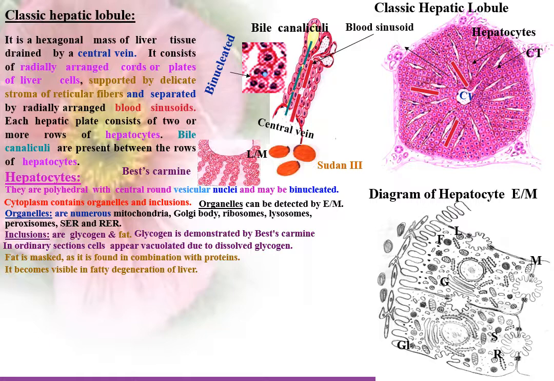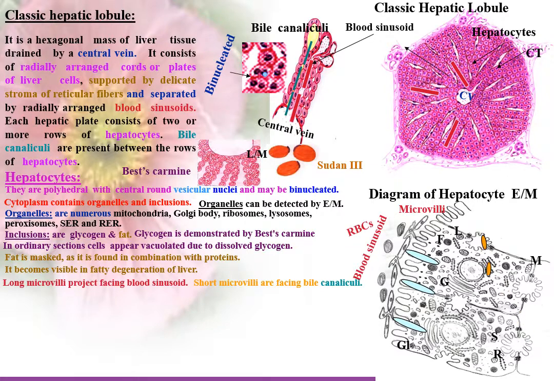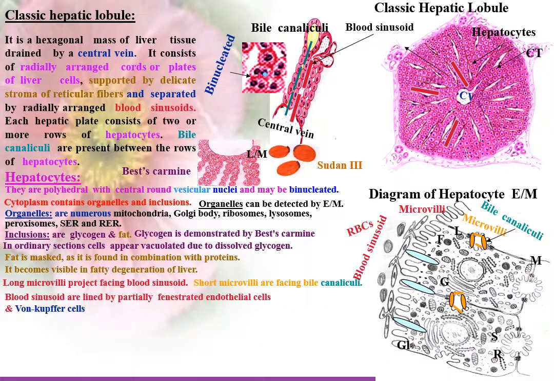By electron microscope, long microvilli project from the surface of hepatocytes facing blood sinusoids, while short microvilli project from the surface facing bile canaliculi. Blood sinusoids are lined partially by fenestrated endothelial cells and partially by Kupffer cells. Blood sinusoids are demonstrated by gelatin-carmine injection.